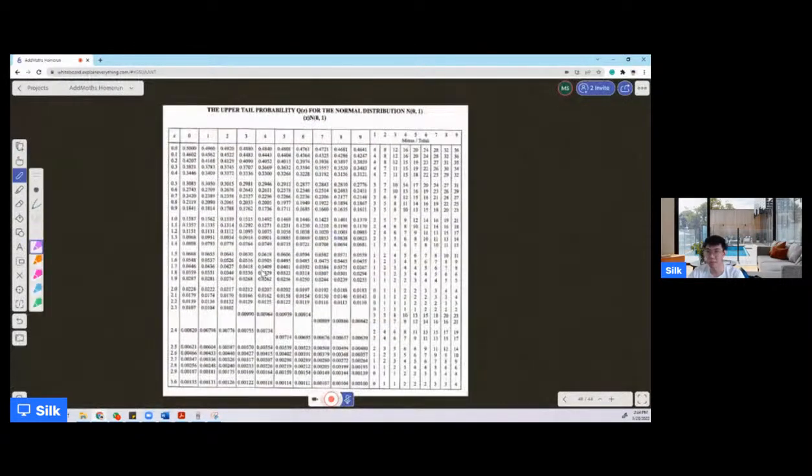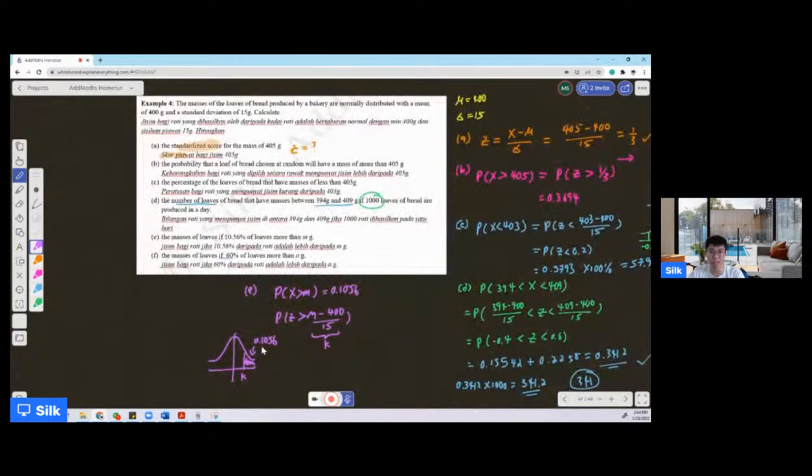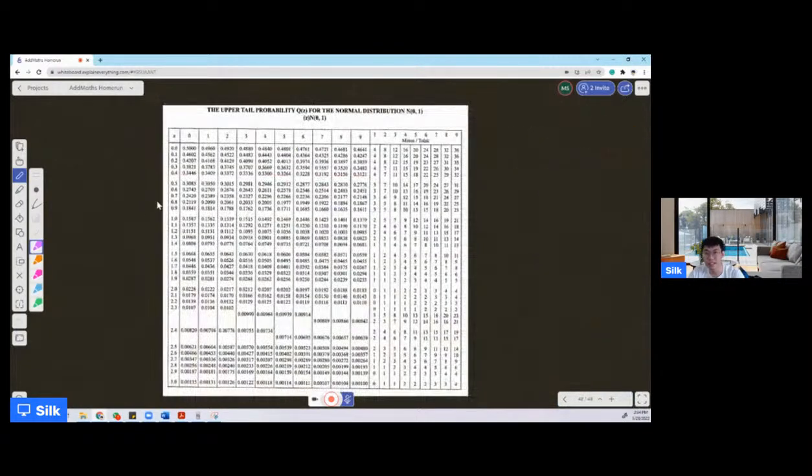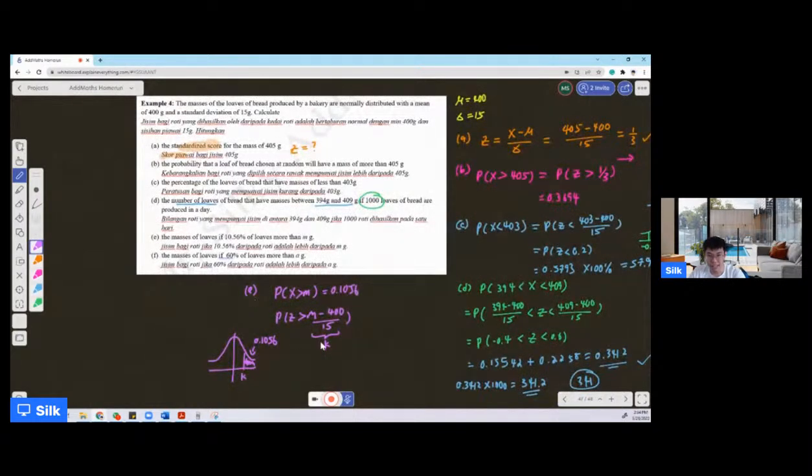You need to go to the table and find out 0.1056. Inside the table, 1056 is somewhere here. Can you see? So it will be 1.25. Okay, so K is equal to 1.25. So I want to find M, where M minus 400 over 15 equals 1.25. So M is equal to 418.75.